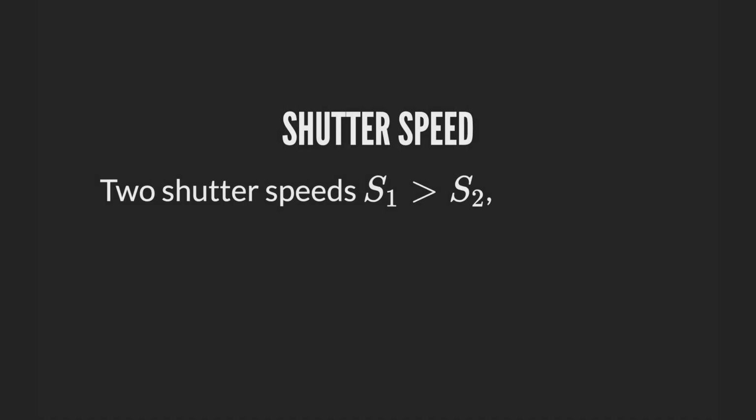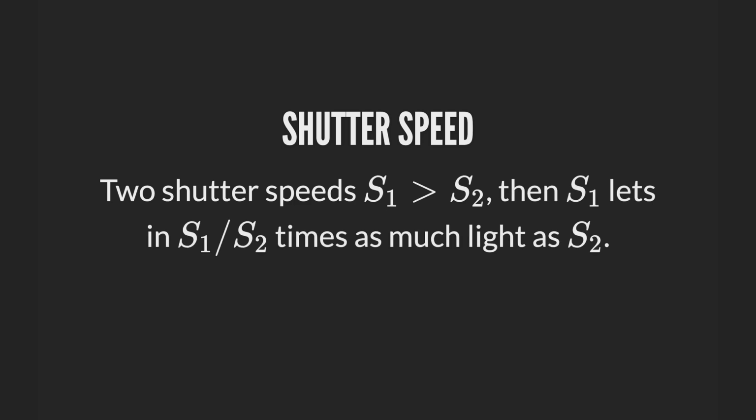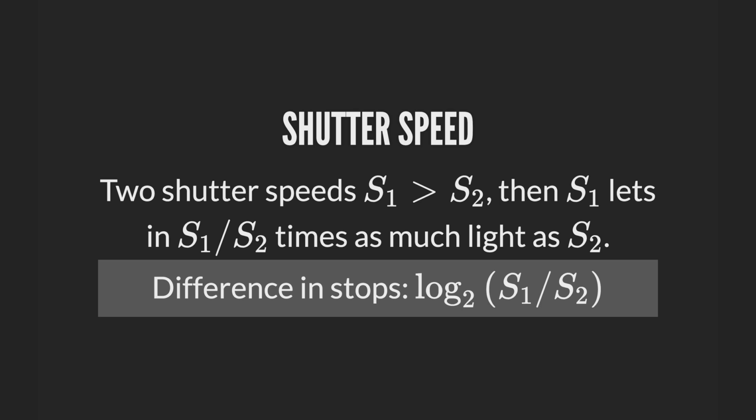With shutter speed, if we have two shutter speeds S1 greater than S2, then the shutter speed S1 lets in S1 over S2 times as much light as S2, assuming a fixed aperture. Therefore, S1 lets in log 2 S1 over S2 stops more light than S2.